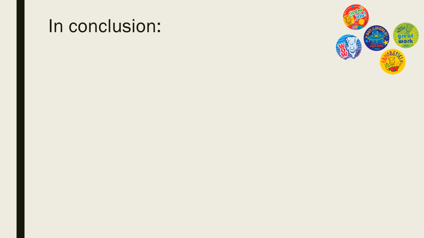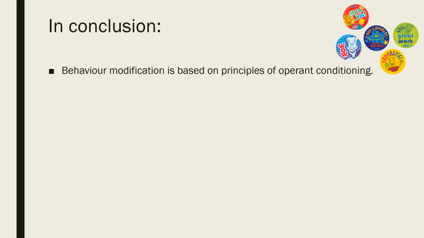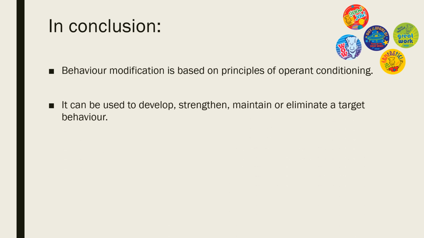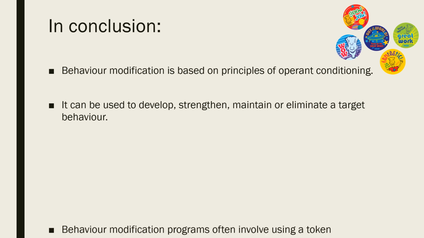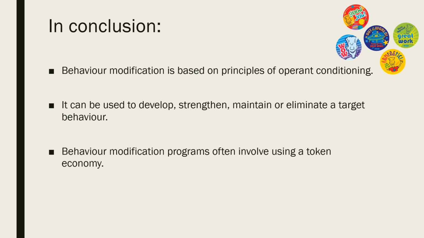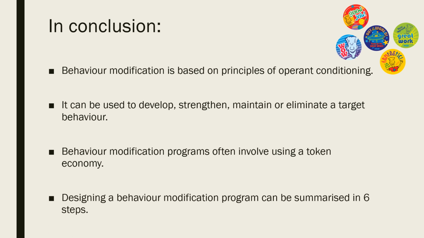So in conclusion, behaviour modification is based on principles of operant conditioning. It can be used to develop, strengthen, maintain, or eliminate a target behaviour. Behaviour modification programs often involve using a token economy, and designing a behaviour modification program can be summarised in 6 steps.